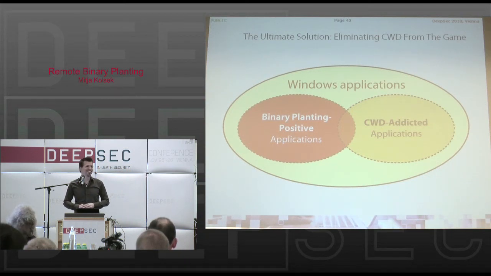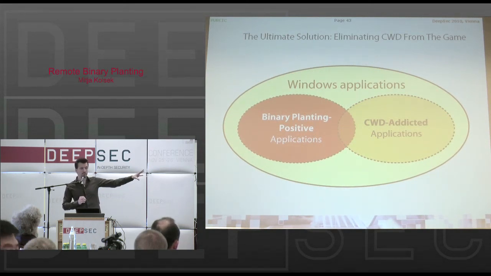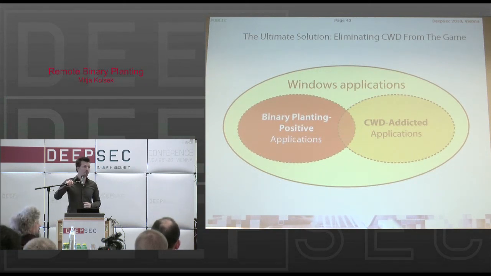Okay, I was wondering how you can build an application which is CWD addicted but not vulnerable, which is interesting. How you can build an application which is CWD addicted but not binary planting positive. It could be a case of an application that is using this feature, but you find no way to set a current working directory to an exploitable location. Okay, I think we have to stop here.